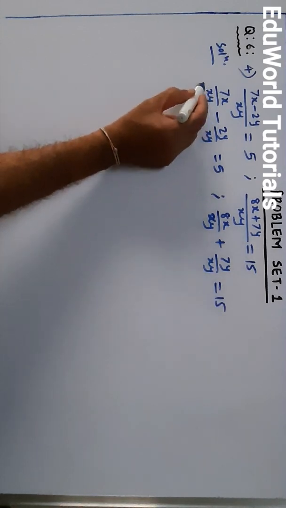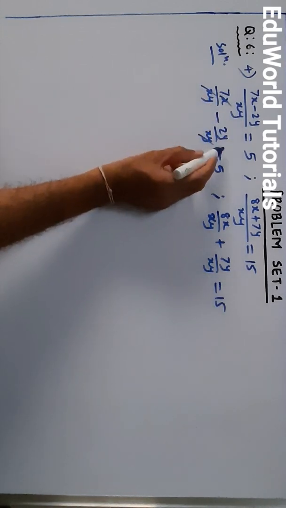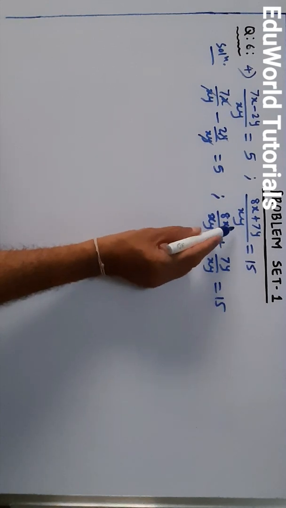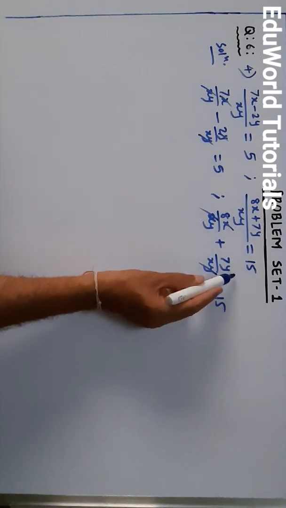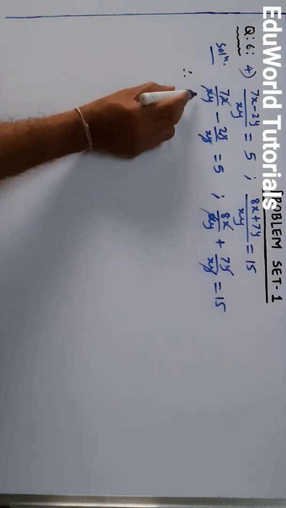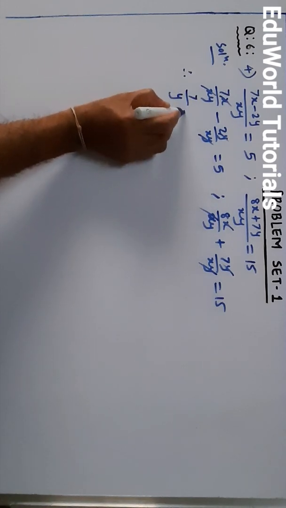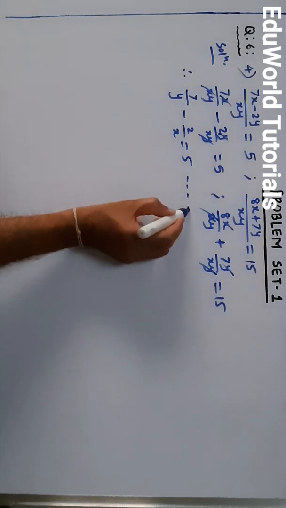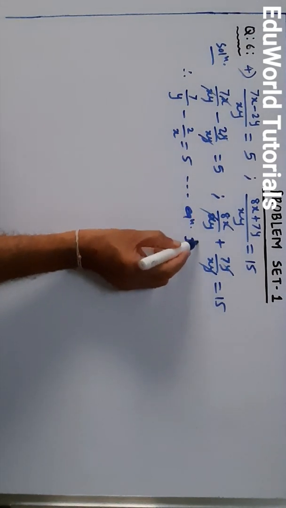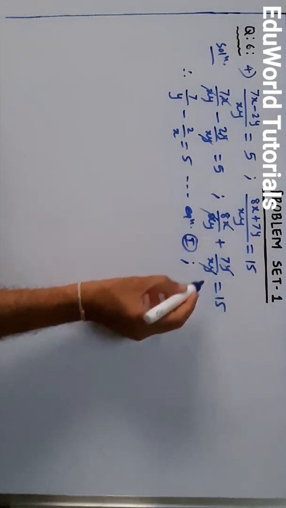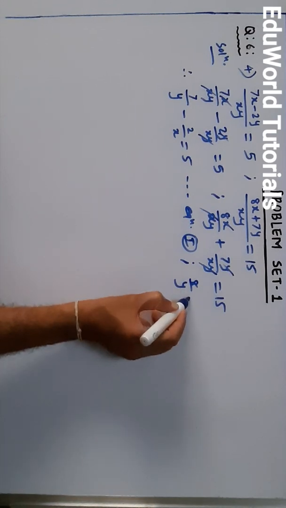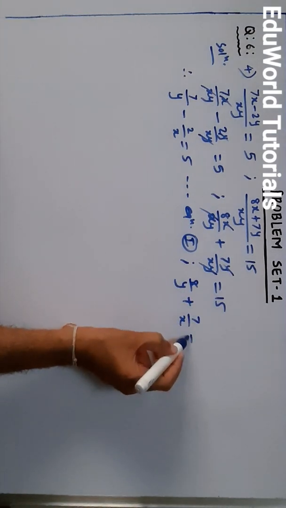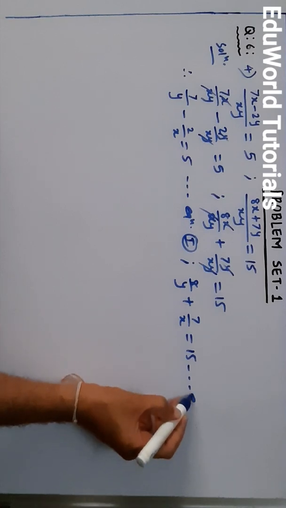Therefore, here we can cancel x and x, here we can cancel y and y, here we cancel x and x again, and here y and y. So finally, what is the equation left with us? 7 upon y minus 2 upon x is equal to 5. Let us give this equation as equation number 1, and other equation will be 8 upon y plus 7 upon x is equal to 15. This is equation second.